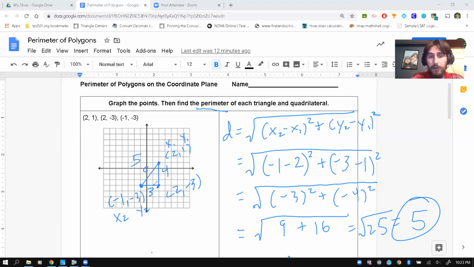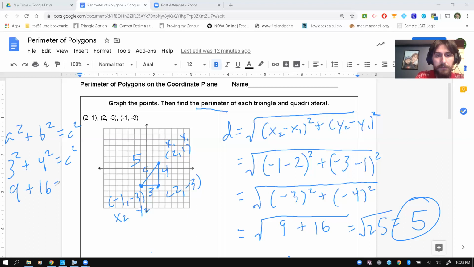The other way you could have found that is to use the Pythagorean theorem, in which case we would say a squared plus b squared is equal to c squared, where a and b are your legs. For our problem, our legs are 3 and 4, and we want to find c squared. And then that would be 9 and 16. You'll notice that the work you end up doing is very similar.